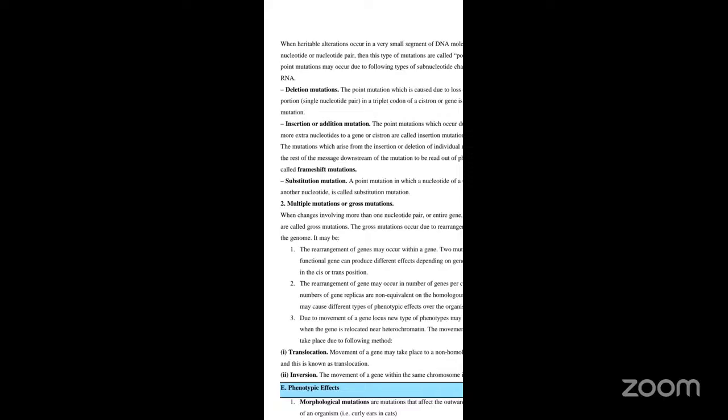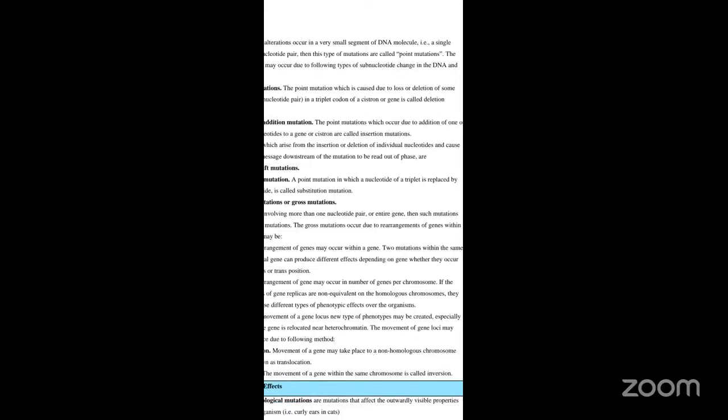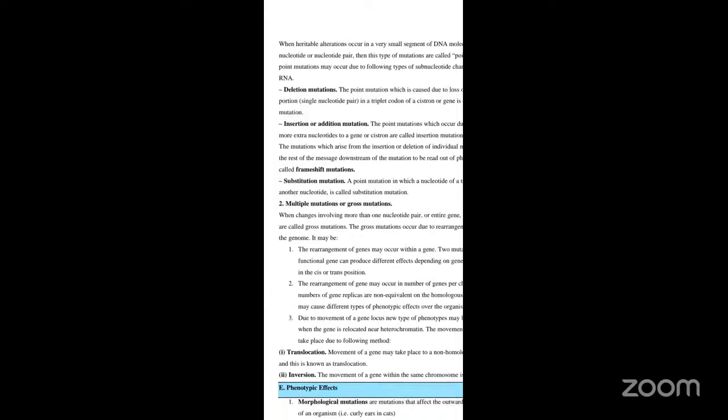So point mutations occur in a very small segment of the DNA. It does not involve the whole nucleotide, only a small segment of the DNA molecule or a nucleotide or nucleotide pair. This occurs due to changes either in the DNA or the RNA, and it is of different types like deletion, insertion, or substitution. Now when you talk about deletion, deletion means loss. The point mutation caused due to loss or deletion of some portion in a triplet codon of a cistron or a gene is called deletion.